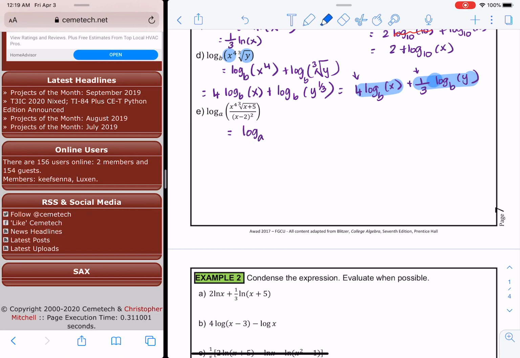So in the numerator, we have that term. In the denominator, we have the other term. So we can write it as log of x raised to the 4, times the third root of x plus 5, minus log of x plus 2, and the entire thing is squared. That power can move to the front. So we have 2 log base a of x plus 2.